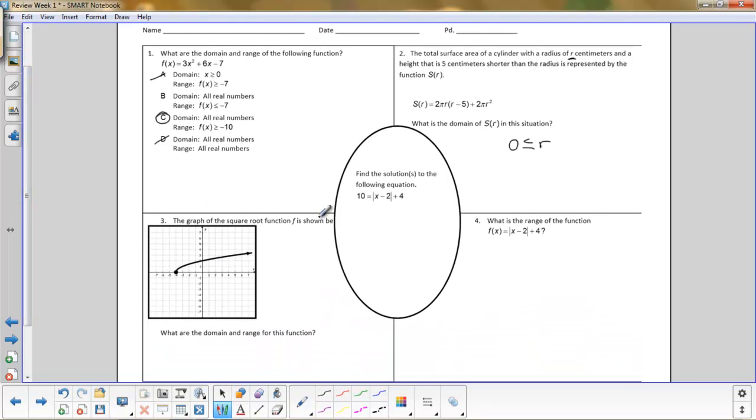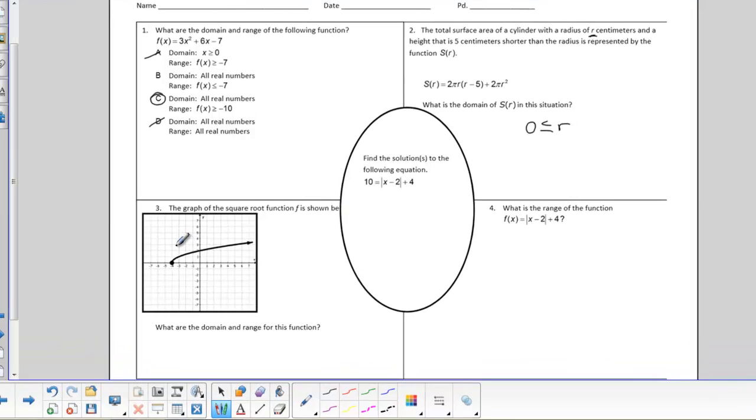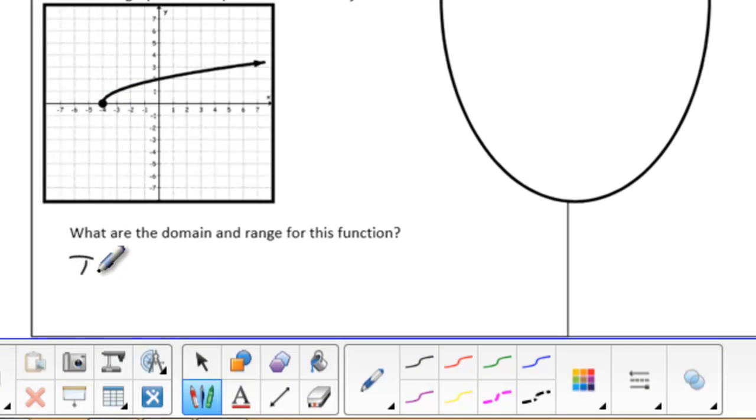Number 3, the graph of the square root function is shown here. The domain and range are the starting point. So the starting point is here at -4, 0. Therefore, -4 is less than or equal to x, and the range is 0 less than or equal to y.